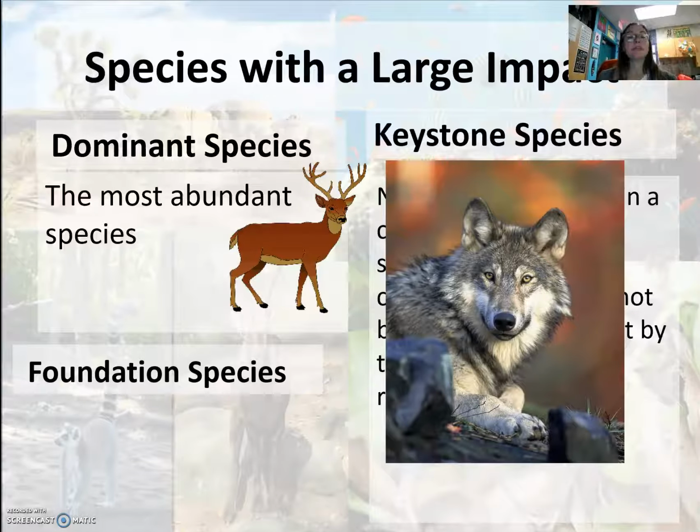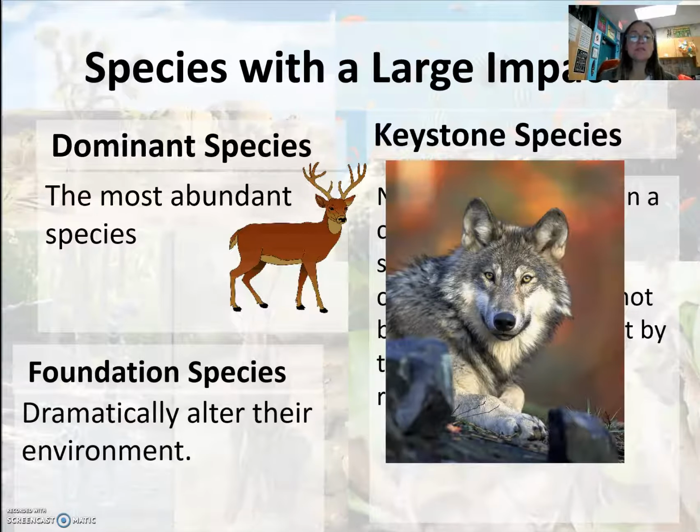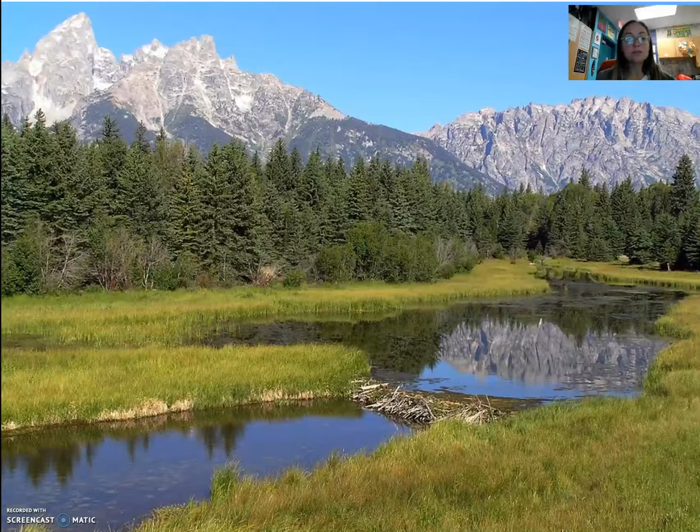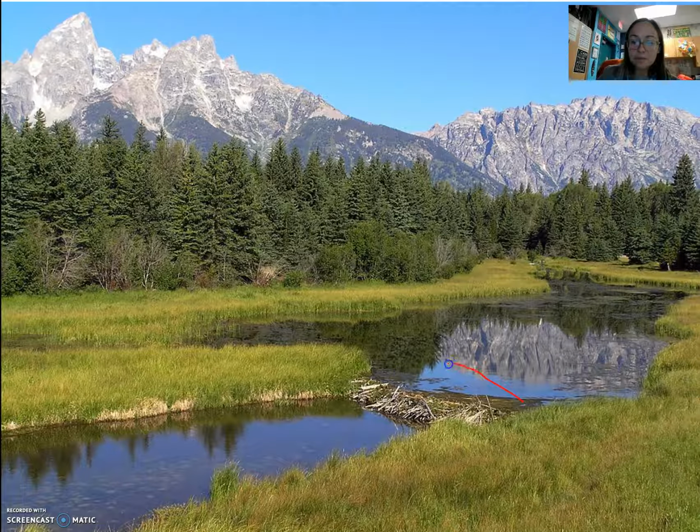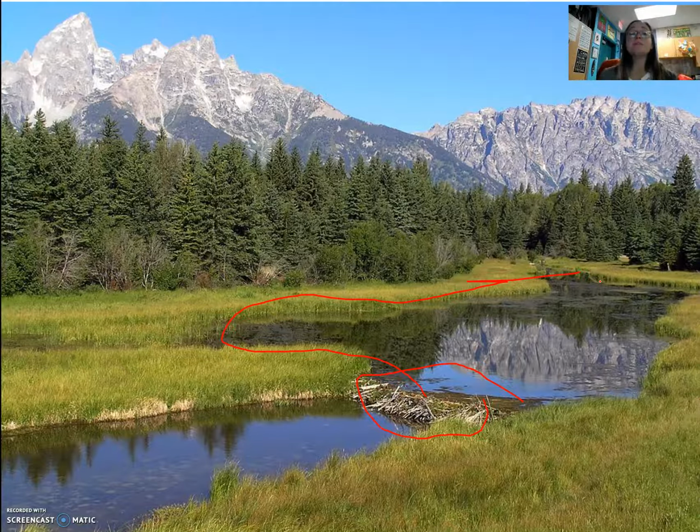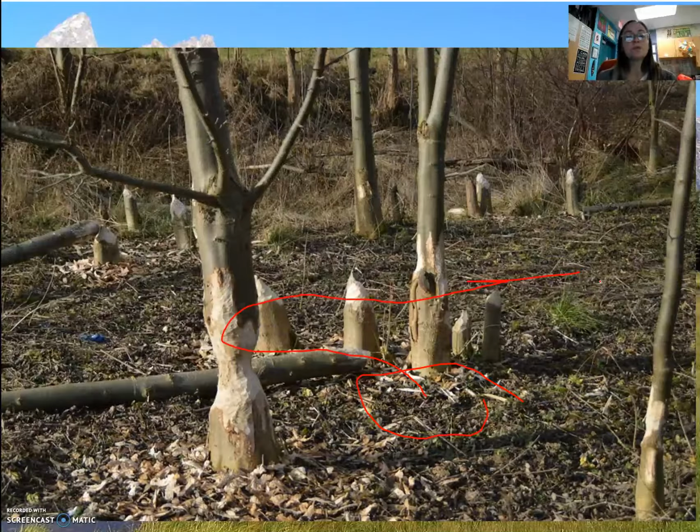And then there's something called a foundation species. Foundation species dramatically alter their environment. Here you have a dam from a beaver. You can see how the presence of that beaver building this dam slows down the water behind it, and so it creates a pool. This is an essential nursery area for little hatchling fish. By slowing down the river and having it flow more calmly, you have a place for other species to grow and develop. The beavers also play a role in maintaining the forest, keeping the tree population in check a little bit.